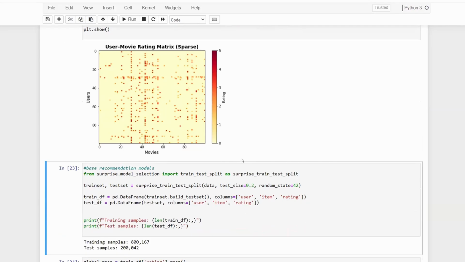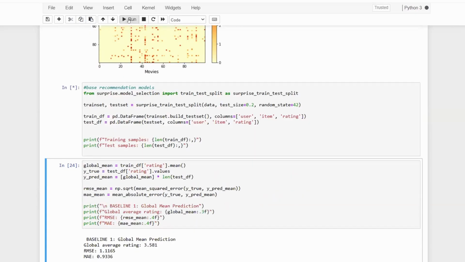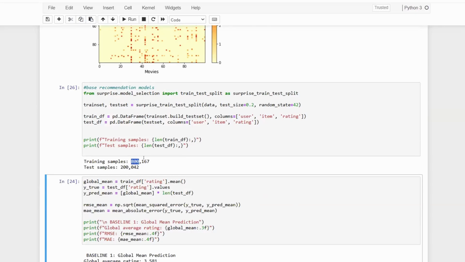So what we're going to do is try to predict the ratings so that we can use those ratings to create recommendations. We're going to start by creating a training and test set as usual for a machine learning model. So we're just going to run that. And of course, you can see now you have about 800,000 training samples and also 200,000 test samples.